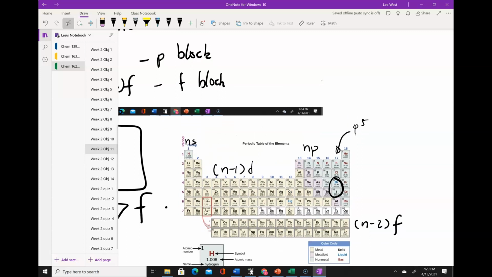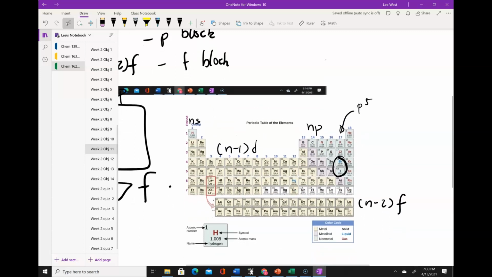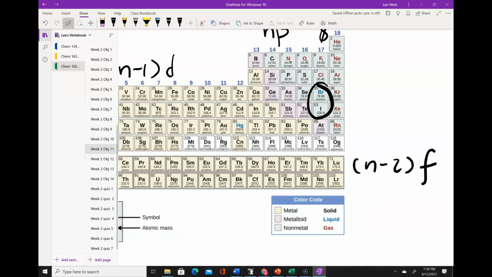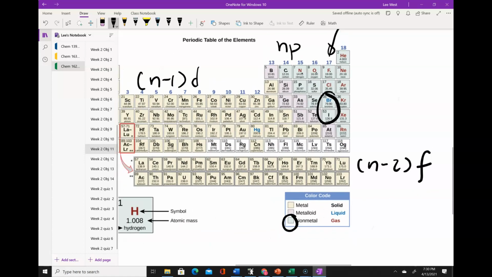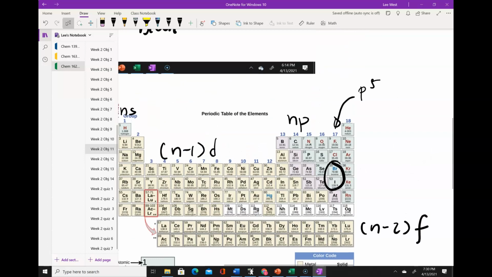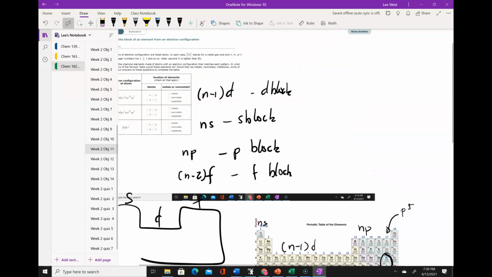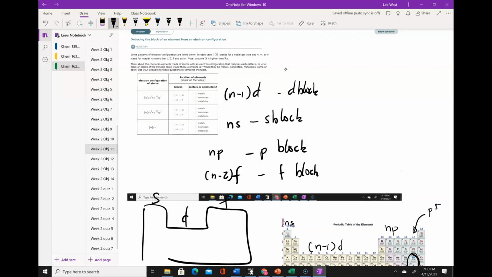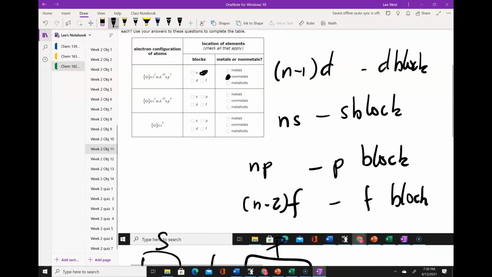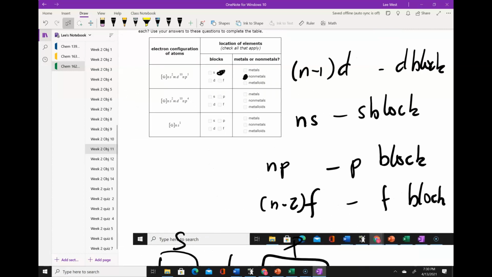So what block is it in? It's in the P block. And what are these elements? These elements are non-metals. They're that green color. So they're non-metals, and it's pretty clearly in the P block. You've got to be a little careful here. P, and they are non-metals. Now let's have a look at the next one.